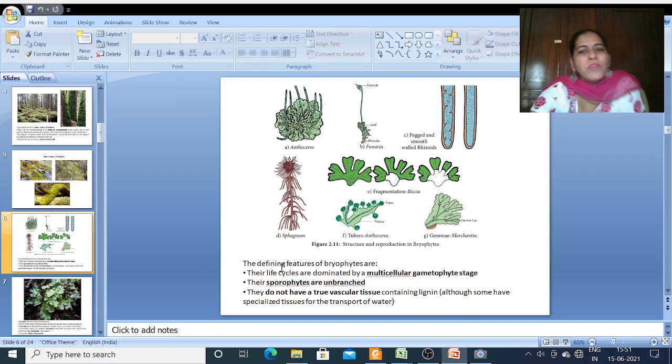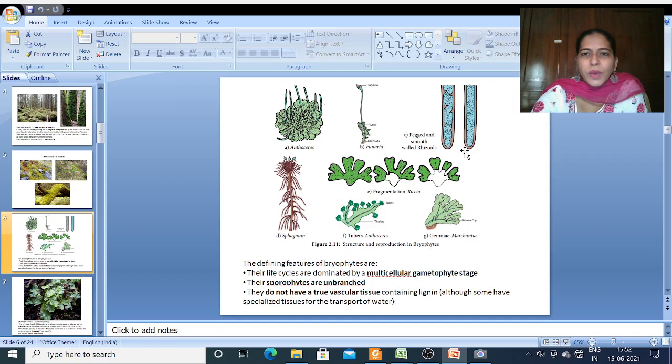Now, bryophytes have distinct features, like their life cycle is dominated by the multicellular gametophytic stage. This is the gametophytic stage of Riccia. Here we have in the case of Marchantia. This is the Anthoceros thallus, you can see. This is the Sphagnum. Here we have Funaria. Funaria is leafy, and this is the sporophyte region. We will talk about it later on.